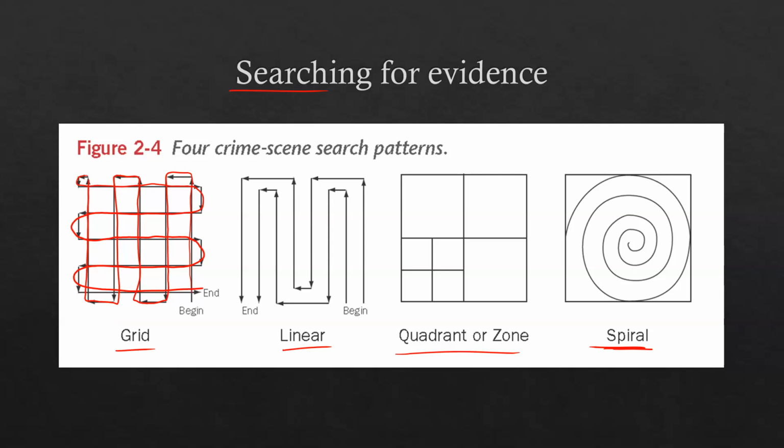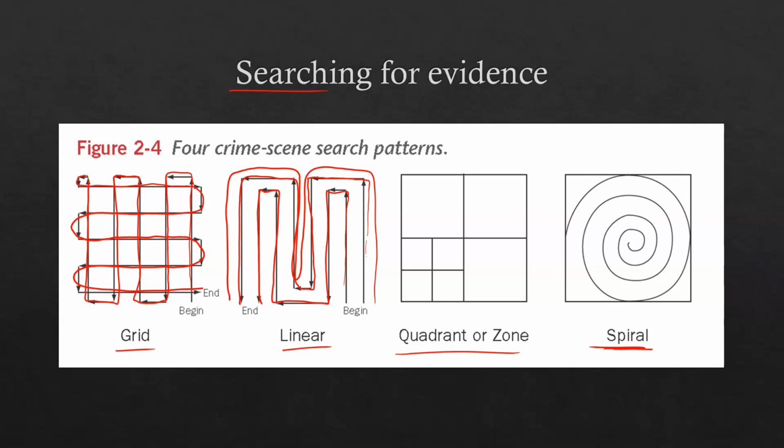Linear is just like grid, although you do it slightly different. Linear would be you move up, over, farther, down, over, and you continue to search in the exact same way until you are confident you have searched the entire area. Okay?